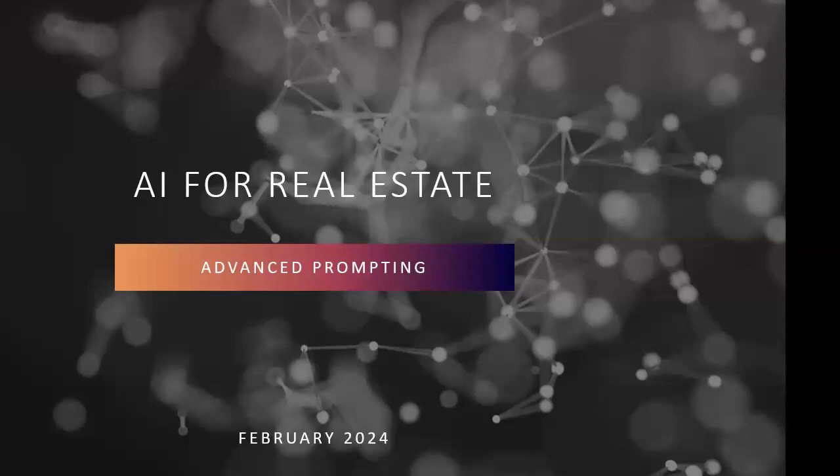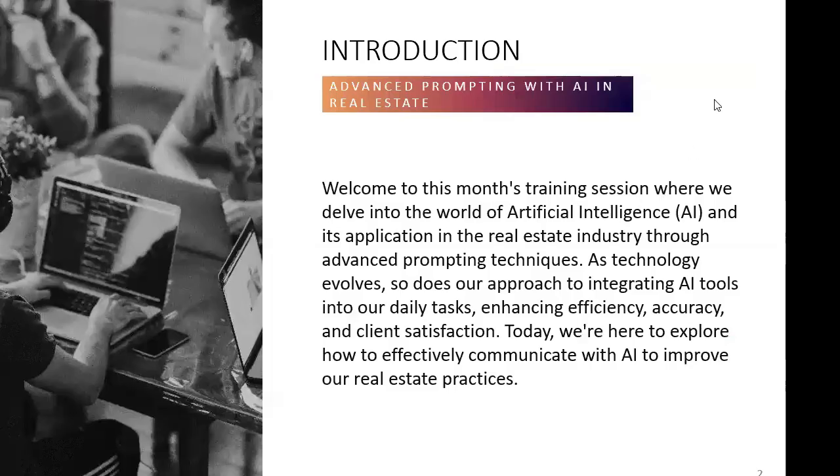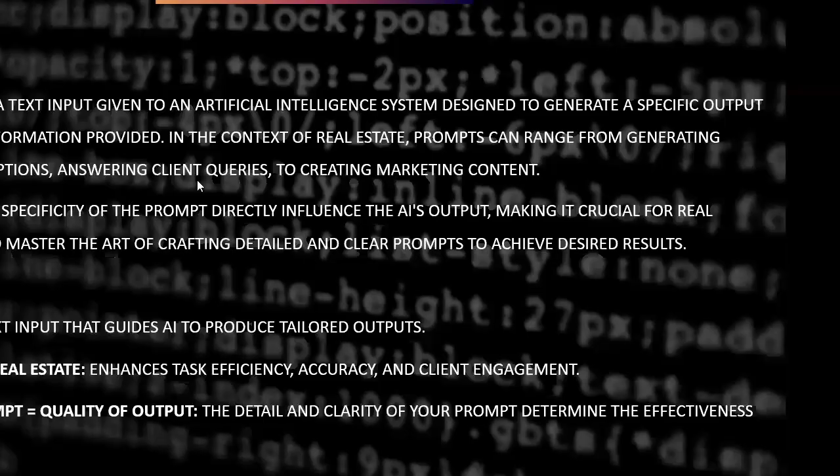All right, so we're going to continue our AI for real estate series, talking about advanced prompting today. First, we want to define what a prompt is. In this month's training session, we're going to delve into how we apply ChatGPT and get a little more complex with our AI prompts. So first, let's define what an AI prompt is. A prompt is any text input that you give to an AI system that's designed to generate a specific output based on the information provided.